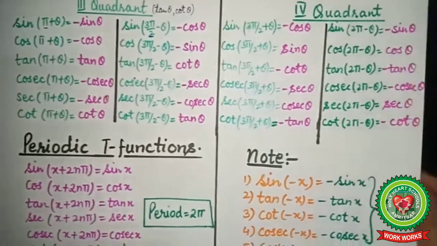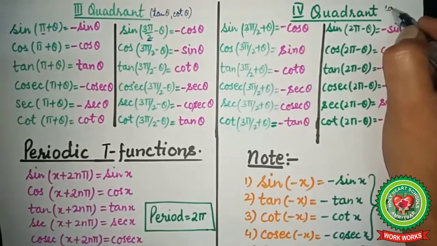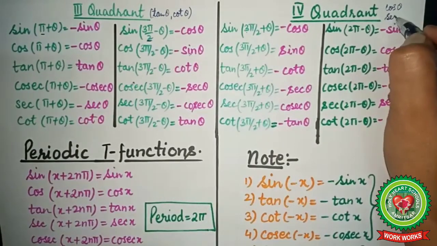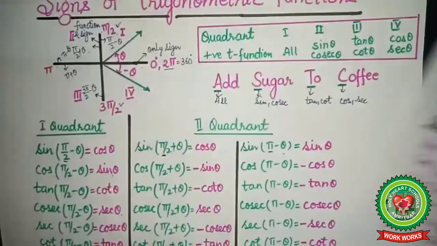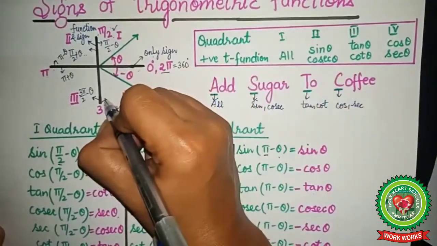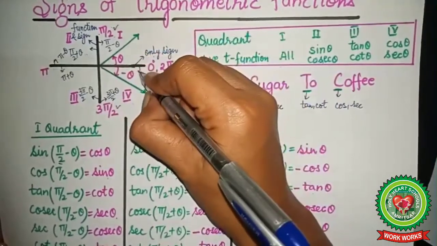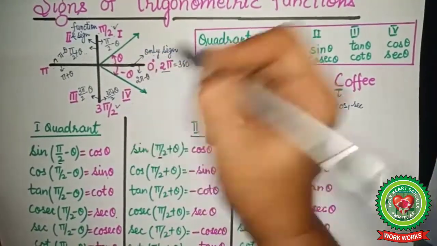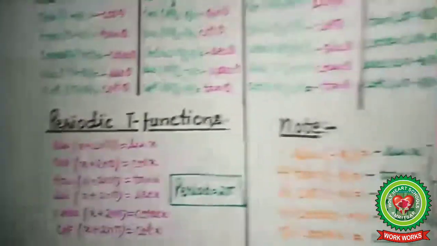Now for the fourth quadrant. The fourth quadrant is meant for cos theta and secant theta. These two functions will have a positive sign in this quadrant, all others will be negative. Now you can see two types of angles are there again. First is 3pi/2 plus theta and next is 2pi minus theta. So we will consider the trigonometric functions for both the angles.